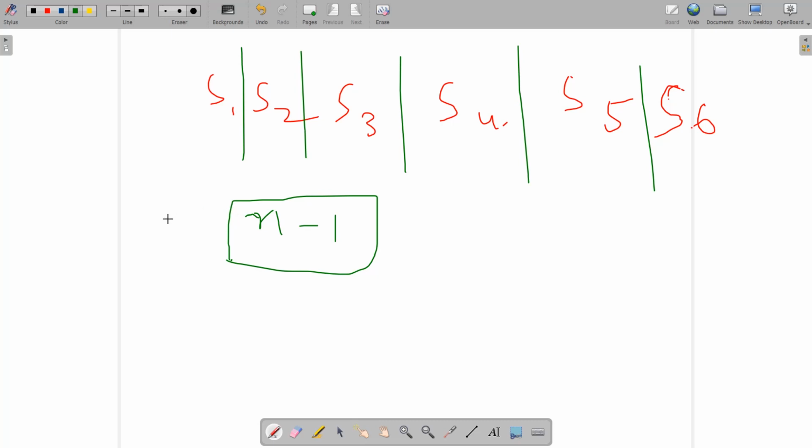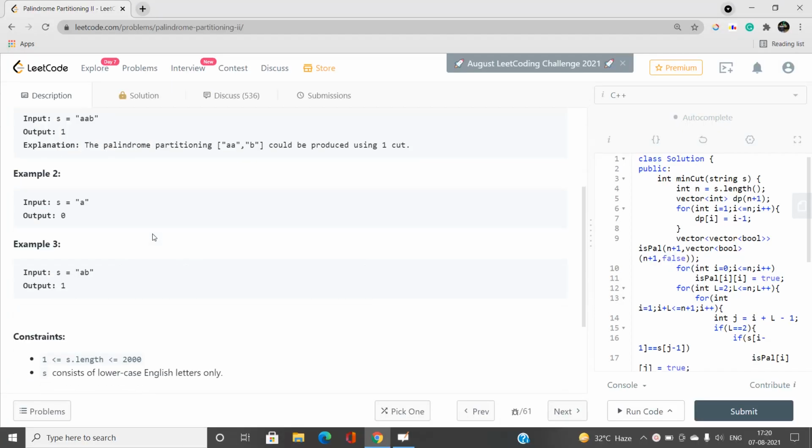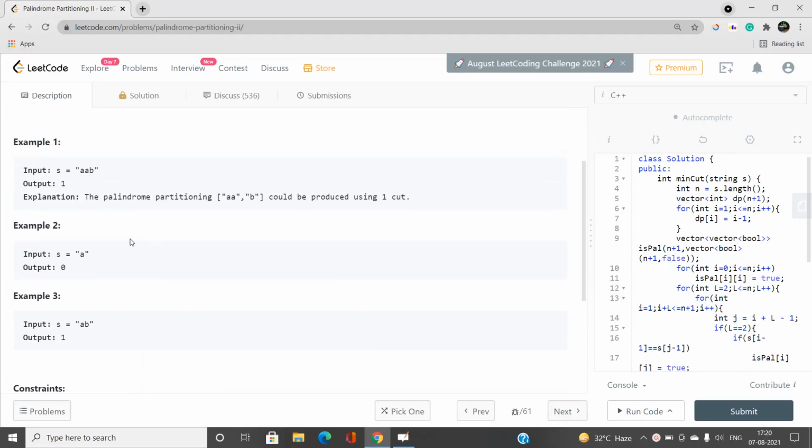Overall, what you have to find out is the minimum number of cuts that you are going to perform, so that after you have performed the cuts, every substring that you have extracted must be a palindrome. This is actually the palindrome partitioning problem. So you need to find the minimum number of cuts. Here are some examples. I'm going to discuss this problem in detail with the help of examples. For now, let's look over the constraints.